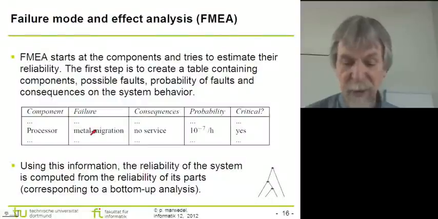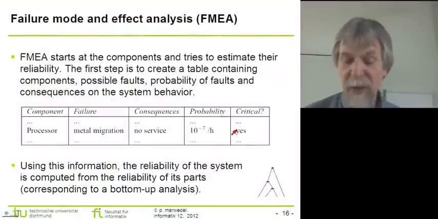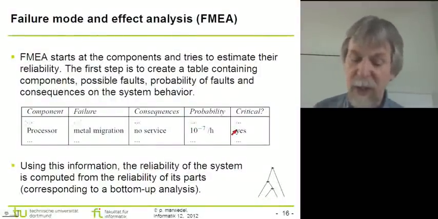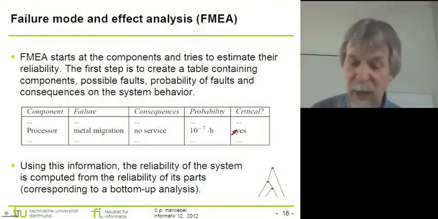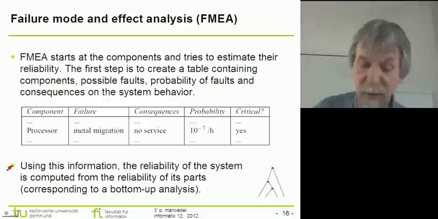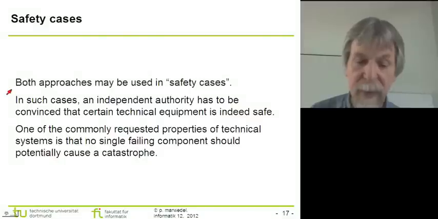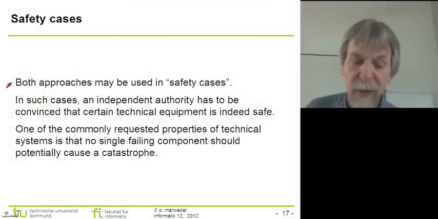Strictly speaking, there should be a fault here. So as a fault, we are considering metal migration, and as a consequence, we could have no service, and there could be a corresponding reliability. And of course, if we have metal migration there in the processor, we have a critical situation. So using tables like that one, we can compute the reliability of the system from the reliability of its parts using a bottom-up analysis. Now, both approaches, the bottom-up and the top-down approaches, may be used in safety cases.